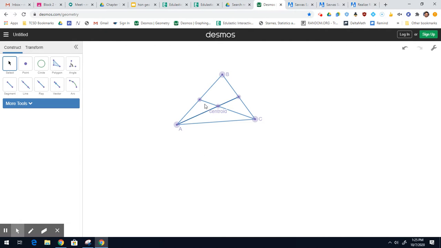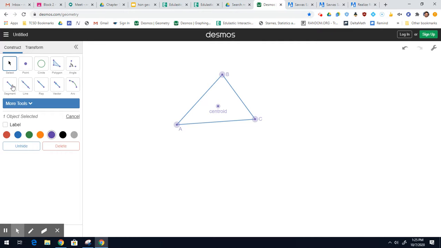And then I'm going to erase some things, right? So I'm going to erase this line. I'm going to hide, hide, hide, and hide. Okay. All right. Now we need the circumcenter, which is the perpendicular bisector. So maybe I should have brought that back.